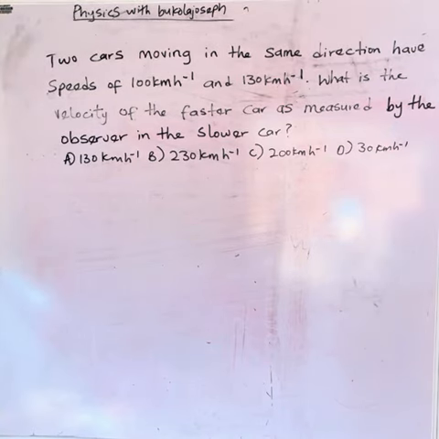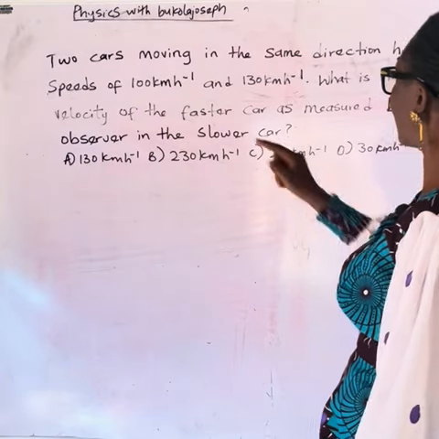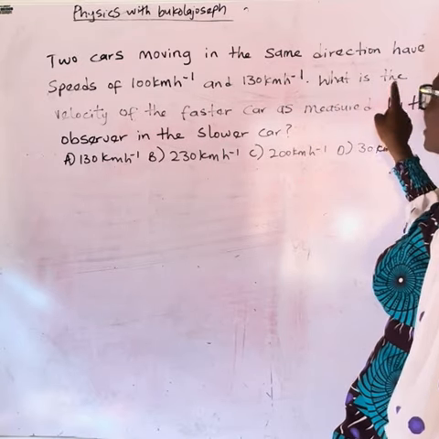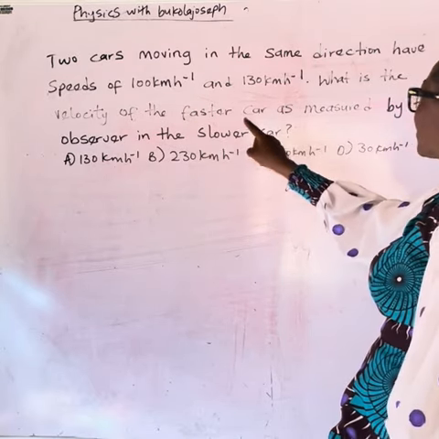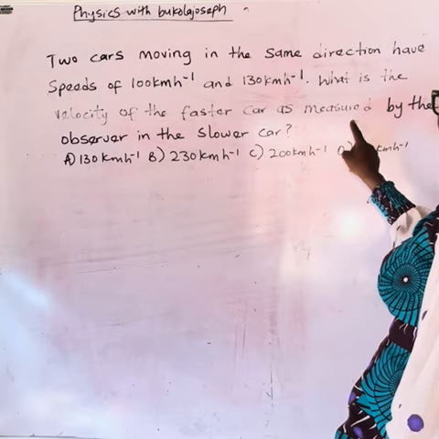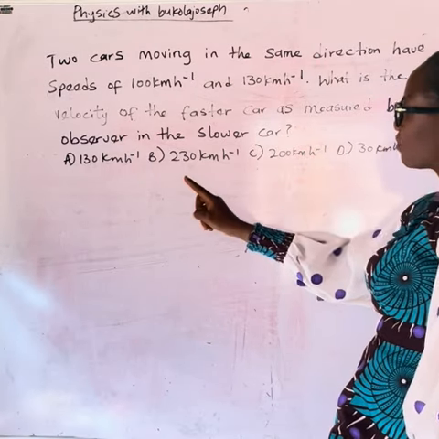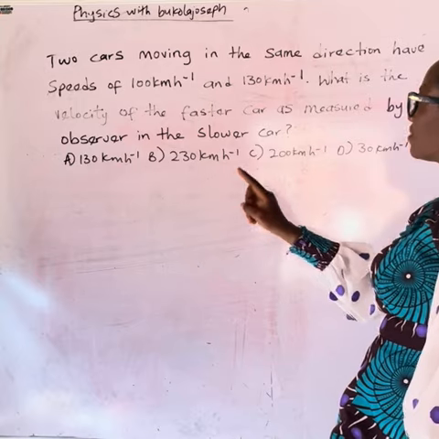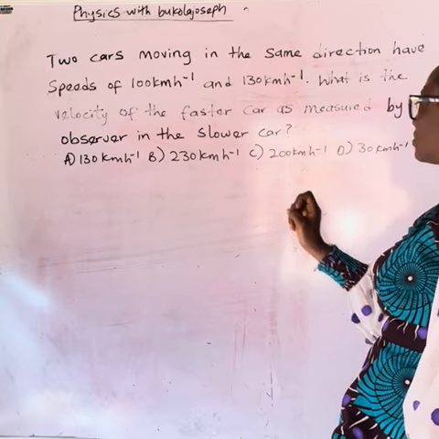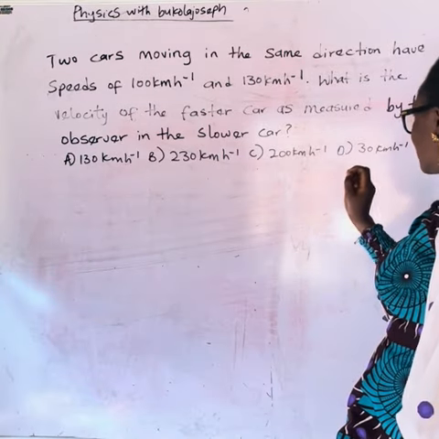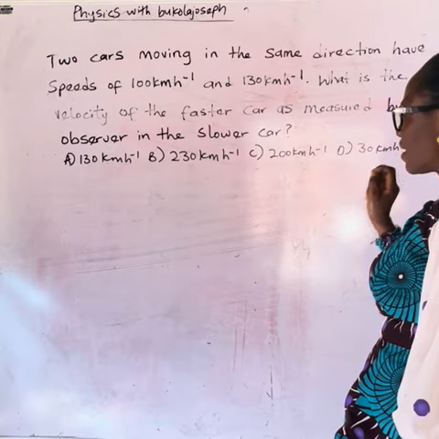Two cars moving in the same direction have speeds of 100 kilometers per hour and 130 kilometers per hour. What is the velocity of the faster car as measured by the observer in the slower car? A. 130 kilometers per hour. B. 230 kilometers per hour. C. 200 kilometers per hour. D. 30 kilometers per hour.